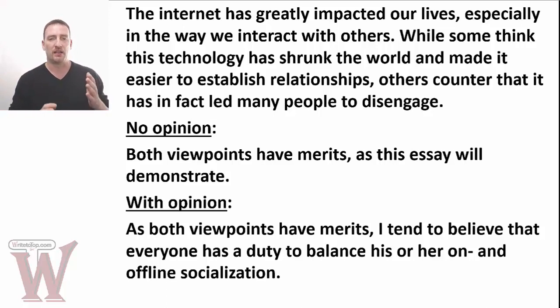With the opinion, again, the first part of the introduction is the same for both. This is just a thesis statement, the last sentence. As both viewpoints have merits, and I'm still going to be looking at both sides, I tend to believe that everyone has a duty to balance his or her on and offline socialization. So I'm keeping the balanced approach. I'm saying that both arguments are good, both have something good to say, and that people need to combine the two. They need to socialize online and offline. Okay, that's going to be my argument, my opinion.